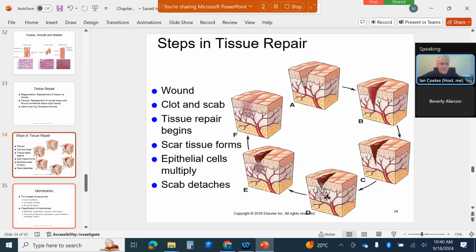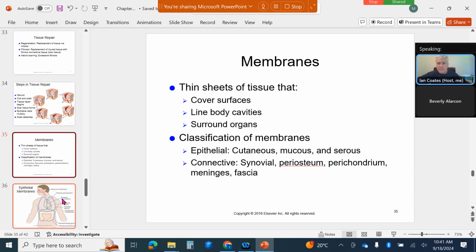The epithelial cells begin to multiply once we're back into a kind of sterile environment. And then the scab forms. And you can see there, the scab detaches. Good stuff.